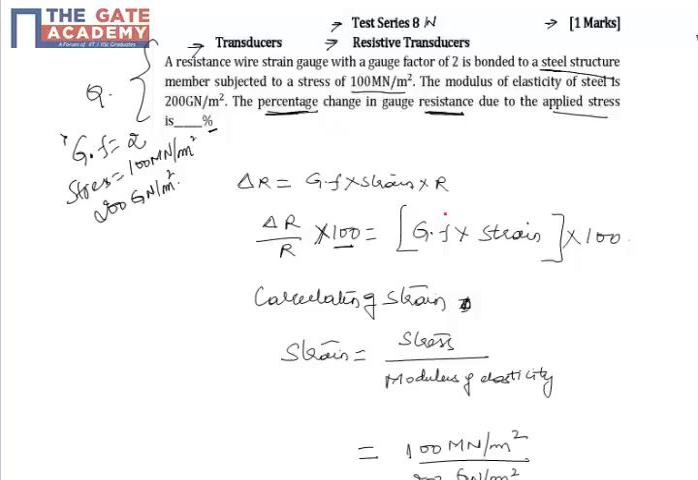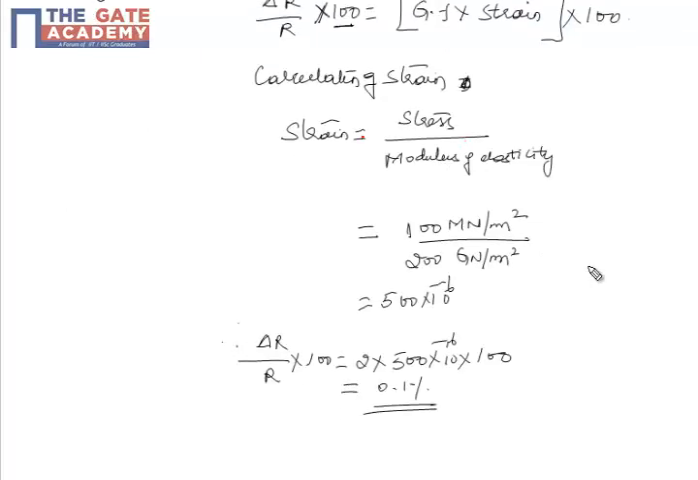So we are given all the quantities. Gauge factor is 2, but we need to calculate the strain. Strain is nothing but stress by the modulus of elasticity. Both the quantities are given. The stress is 100 meganewton per meter square, and the modulus of elasticity is 200 giganewton per meter square. When I simplify it, I get 500 into 10 to the power minus 6, which is the applied strain.